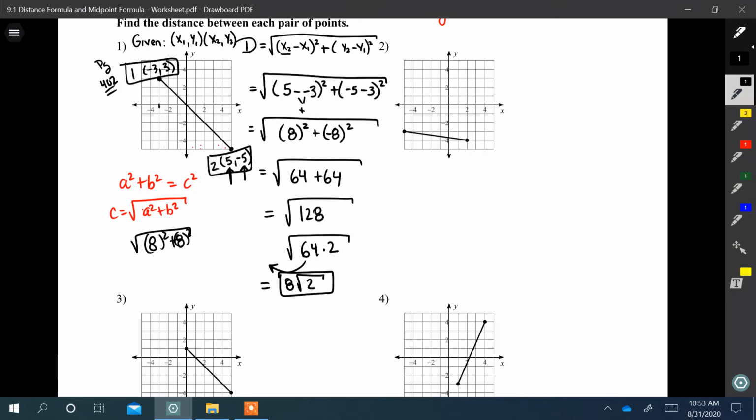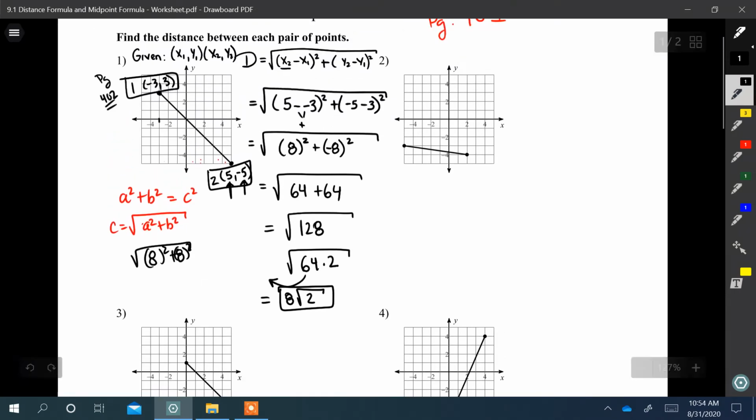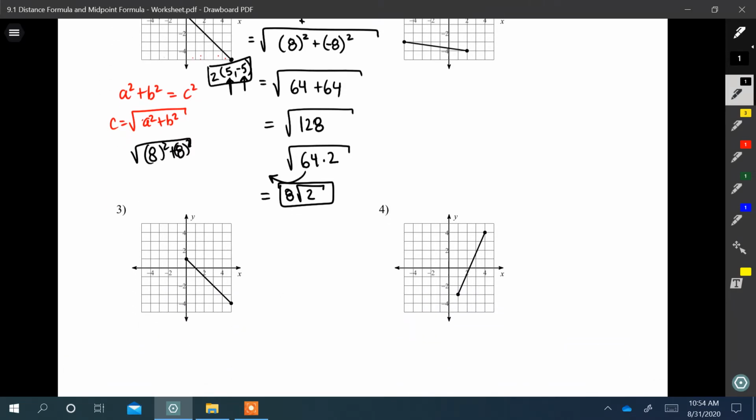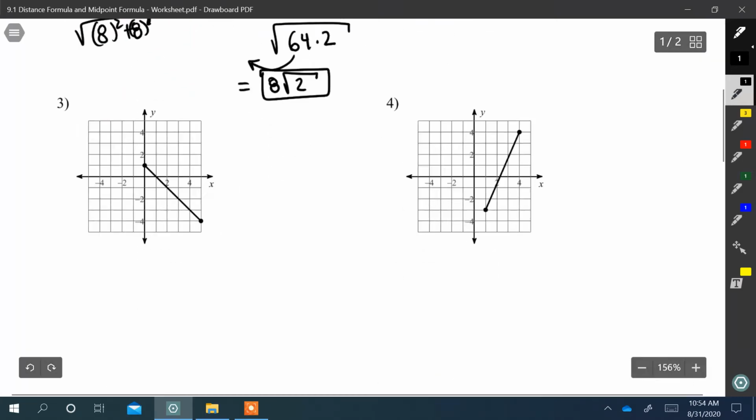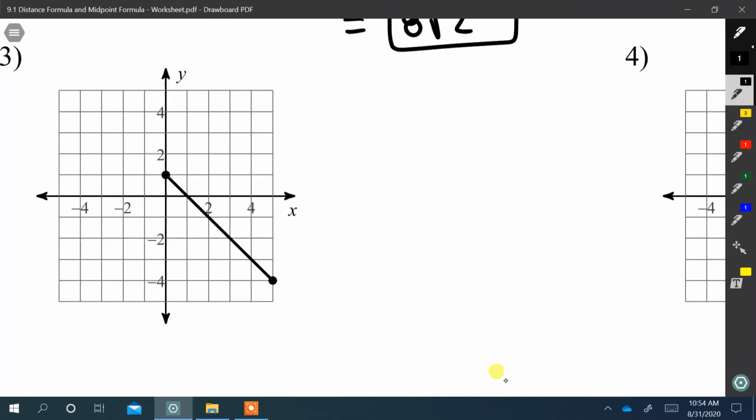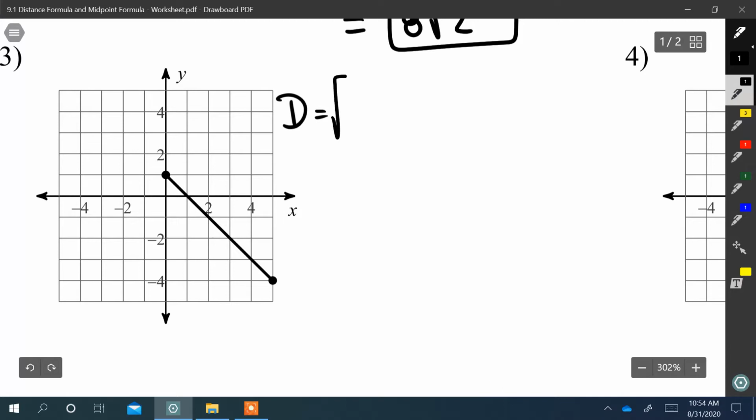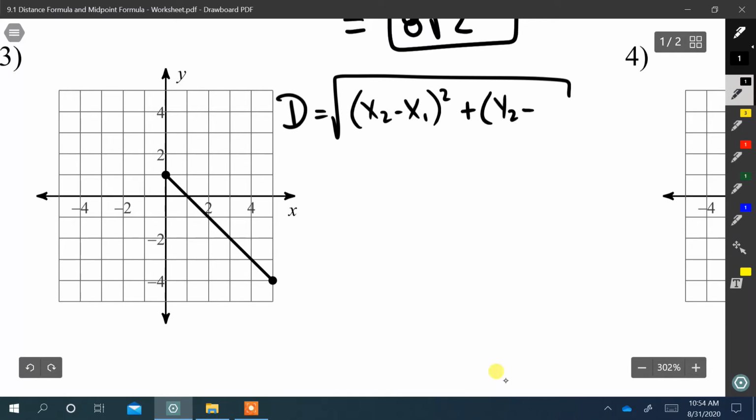All right. Let's go ahead and do a third one here. You're going to do the second one there. Same idea. Use that distance formula given on page 402. I'll do number 3. And I'll explain that one. So number 3, our distance formula, once again. I'm going to write it down. It's going to be x2 minus x1 squared plus y2 minus y1 squared.